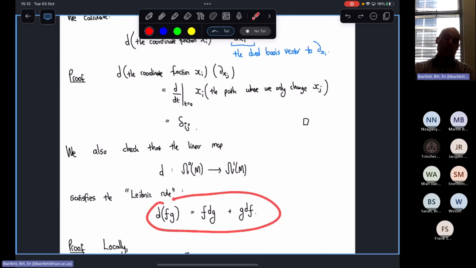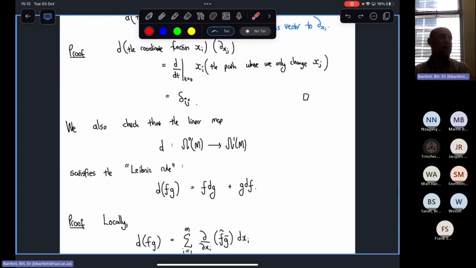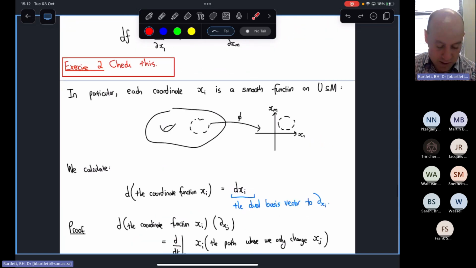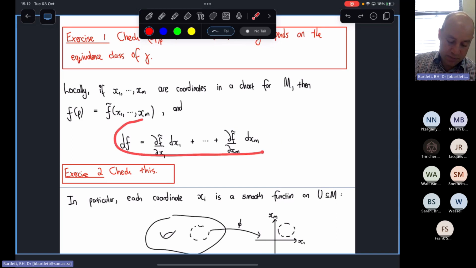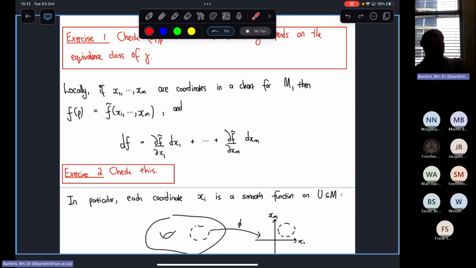Whenever I have to check whether two forms are the same, it suffices to check it in any local patch, because if it's true on any arbitrary patch, then it's true everywhere. So I can check it locally on a patch. What's nice about checking it on a coordinate patch is then I can expand. Well, I know exactly how to take the differential of a function because I can use this calculation here. The differential of a function on a coordinate patch is just the sum of the partial derivatives of the function in the different directions times the d of those directions.